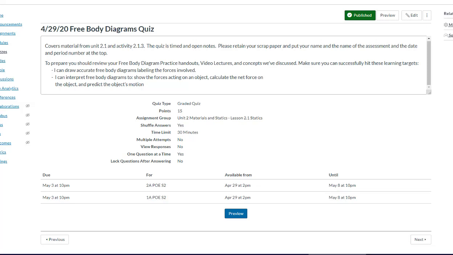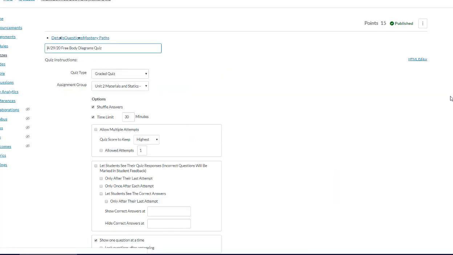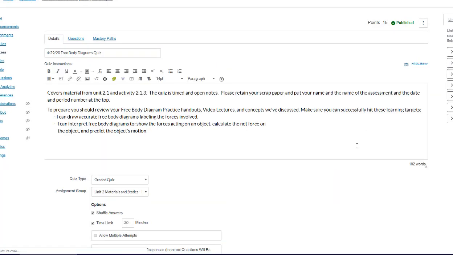All right, this is going to be a quiz recap of the 4/29/20 free body diagrams quiz, and I'm going to get right through it here. You're going to see my view of when I actually make the quiz. That's how I'm going to go through it today. So we have some instructions.